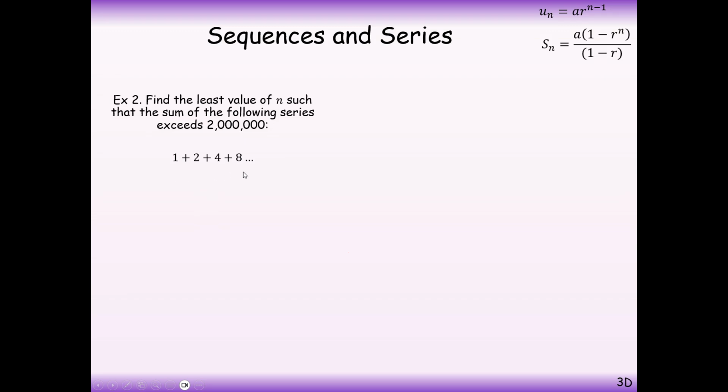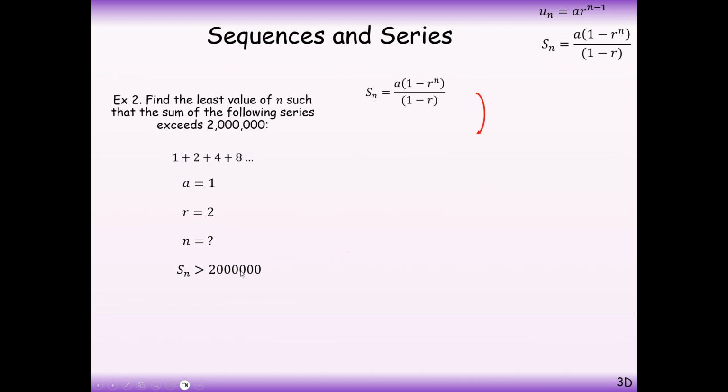So in this next geometric series, we'll have a value of a to be 1 and r to be 2. We've been asked to find the least value of n such that the sum of this series exceeds 2 million. So let's note down what we just figured out. We don't know what the value of n will be, but we will calculate it using this sum of n terms formula for geometric series. And we need this sum to exceed 2 million, so that's 2 with 6 zeros.